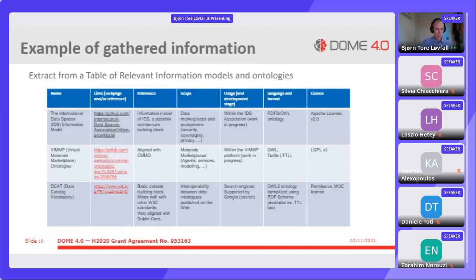So the table there shows an extract of the table we're working on to assess the different information models and ontologies we find relevant. For instance, the International Data Spaces information model is interesting to us, as this also covers a network of connected trusted data sources. And the BIMP ontology represents one of the marketplaces we would like to be able to connect to the DOM 4.0 ecosystem, whereas the DCAT data catalog vocabulary is very much relevant for us, as this is a standard for data catalogs. So this table is much longer, but I cannot present it all here.